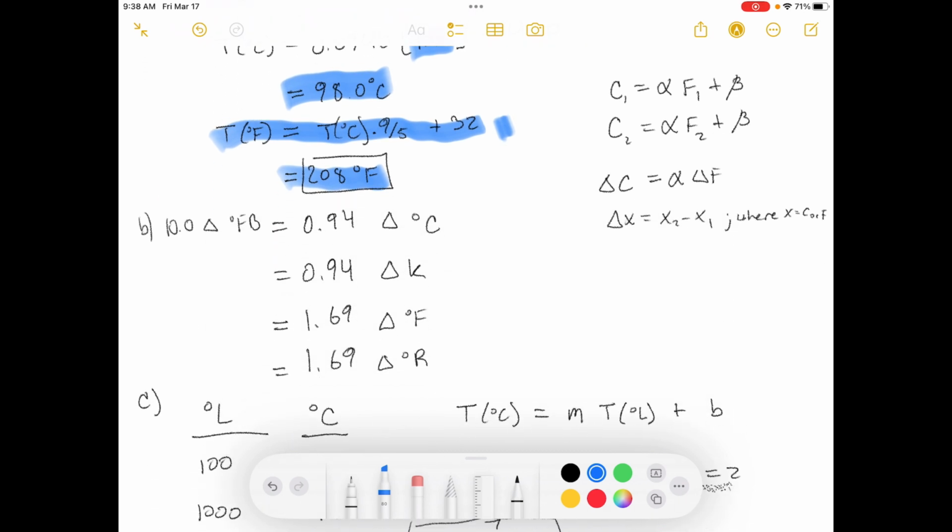Part B. What is the temperature interval of 10 degrees Farblanget equivalent to in degrees Celsius, Kelvin, Fahrenheit, and Rankine? Okay, so what you need to be aware of in this part is when you're doing a temperature difference, that's what that delta stands for. You can see here, we've got delta x equals x2 minus x1, so you just put a delta there, so you don't have to write this minus this every time. And x stands for any degrees, C, K, F, R, whatever.